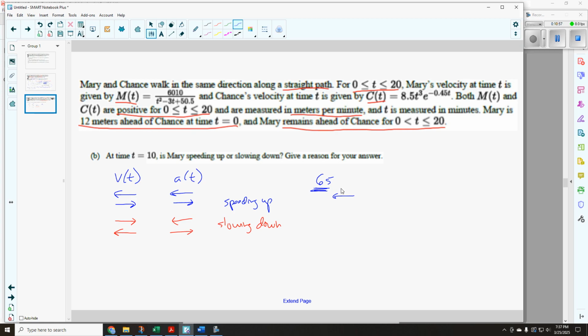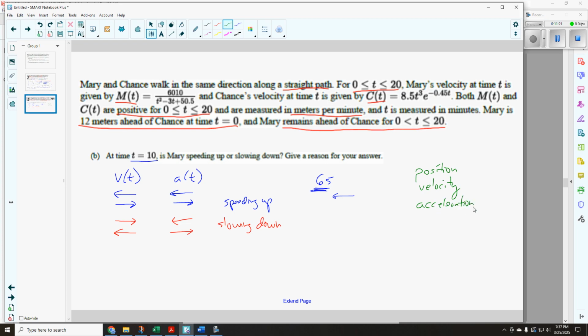So at time t equals 10, is Mary speeding up or is she slowing down? Well, we need to remember that I can have a position function, and the derivative of position is velocity. That's the rate of change in my position. And the derivative of velocity is acceleration.